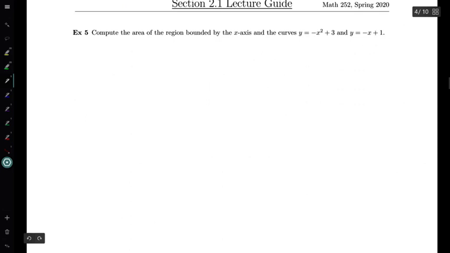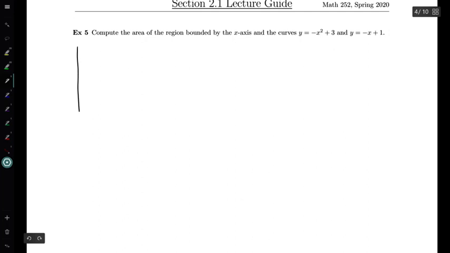One final example, we want to compute the area of the region bounded by the x-axis and the curves y equals minus x squared plus 3 and y equals minus x plus 1. So in order to compute this area, we need a picture, because we're not really sure what the setup of the integral is going to be yet. We don't know which functions are going to be larger or smaller or anything like that.